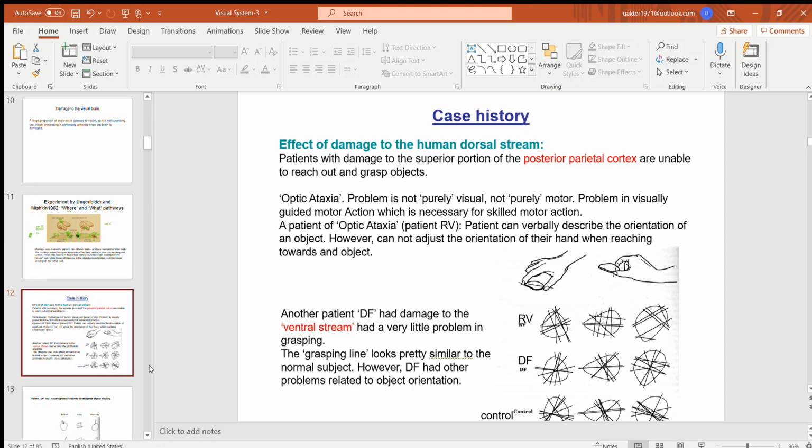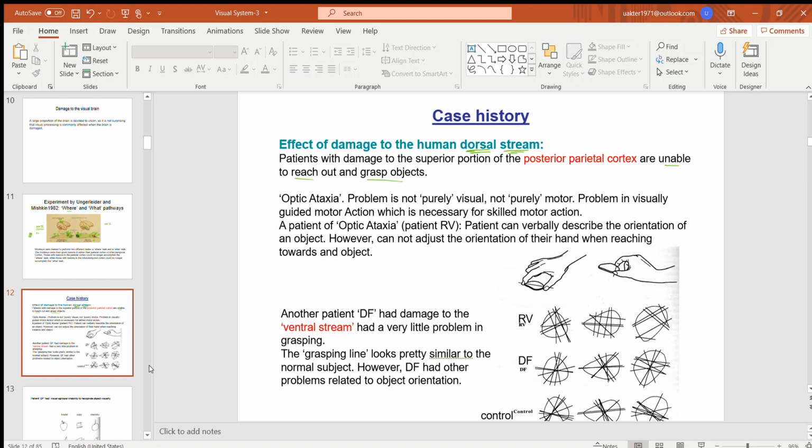In human, lesion in the dorsal stream. In human, we cannot make the lesion, but lesion can occur due to external injury or internal cerebrovascular accident, like clot or stroke related damage. If we see that in human brain damage or lesion occurs in the dorsal stream, in that case the subject is unable to reach out and grasp the object. That means it cannot really perform the visuomotor reaching and grasping task, which are the higher tasks.